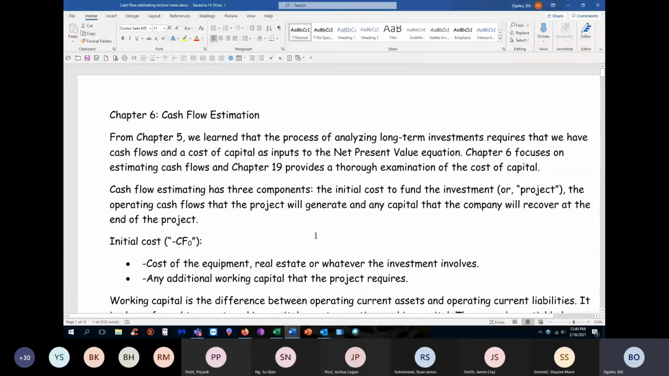All right, so in chapter 5, we went through the methodology itself, the NPV method. The NPV method required a cash flow zero, any number of operating cash flows, and finally any kind of capital recovery at the end. These are all given to us in chapter 5, but now we will have to estimate the cash flows. That's what we'll be doing in chapter 6.